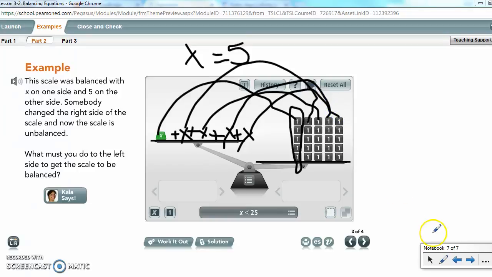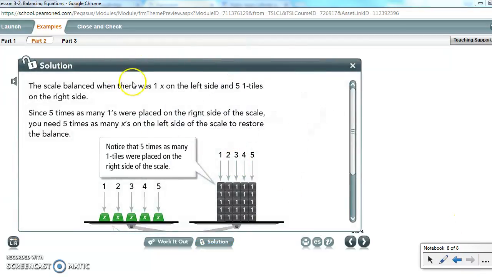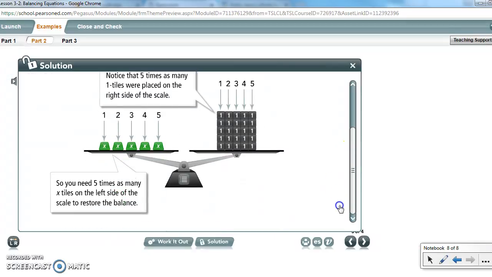So in total, what did I add? Well, I added 4 x's. The scale balanced when 1 x was on the left side and 5 1 tiles were on the right. Since 5 times as many 1s were placed on the right-hand side of the scale, you need 5 times as many x's on the left side of the scale to restore the balance. So you need 5 times as many x tiles on the left, so they added 4 x's.